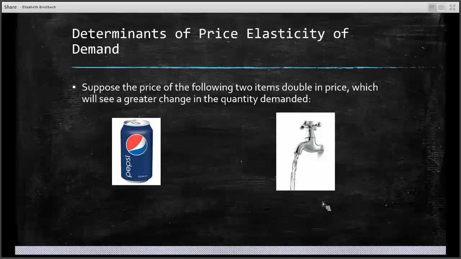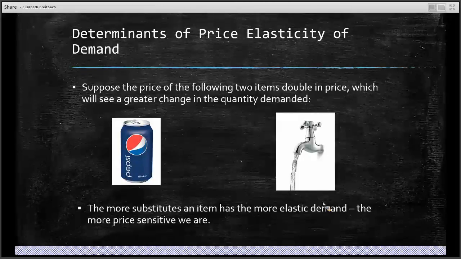So the city of Columbia doubles the price of the water. Pepsi doubles the price of a can of pop. In which case are we going to see a greater change in the quantity of demand? Which are we going to see consumers respond more? And it's going to be the case that consumers are going to respond more to that change in the price of Pepsi because there's more substitutes available.